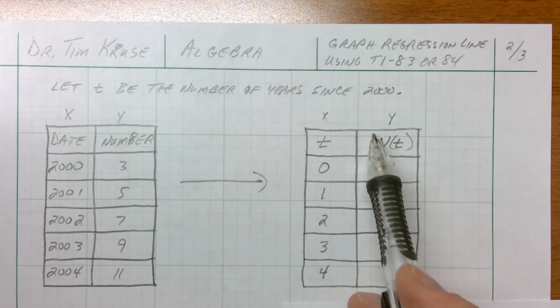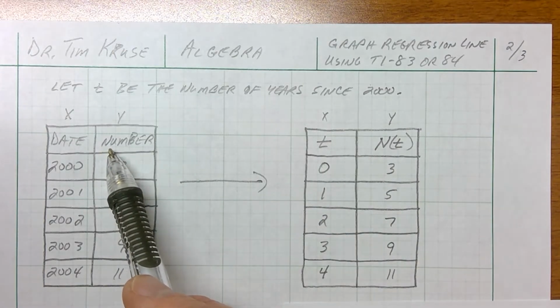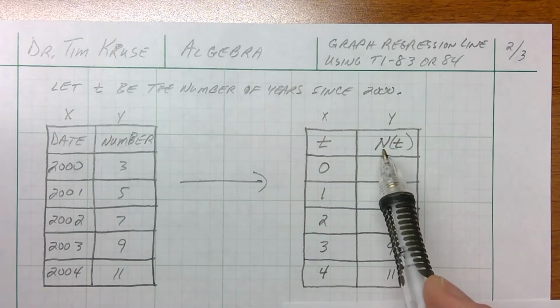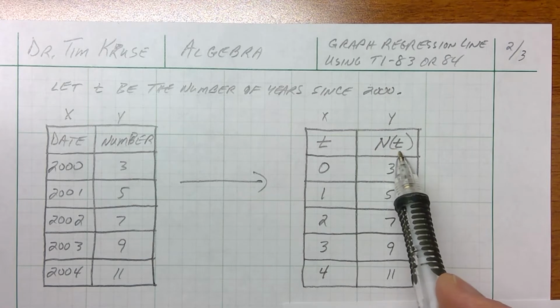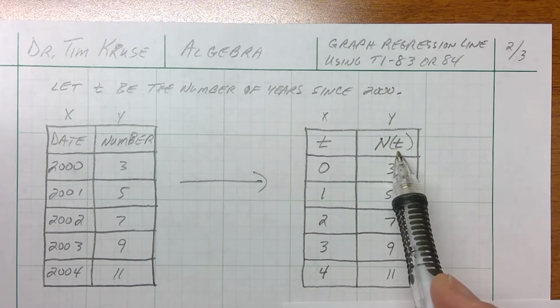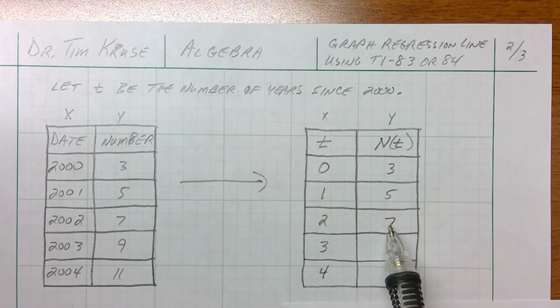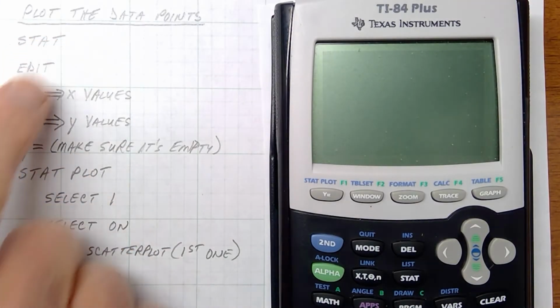So in function notation, we would call the X values T, and then maybe they tell you to use N for number or whatever they're using. We would say that the Y values are N in terms of T, or the number depends on how much time has gone by, or the number depends on what year it is. So this number depends on what year it is. This number depends on what year it is. All right, let's start by plotting the data points.